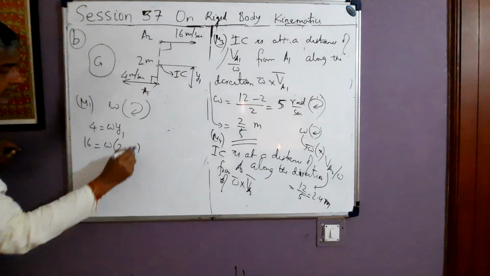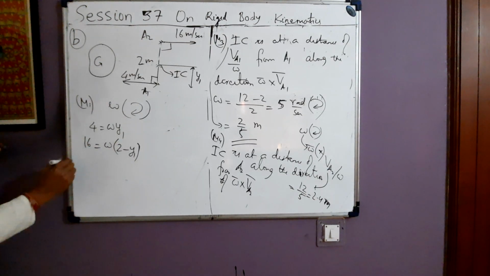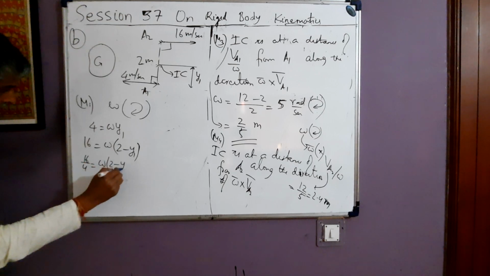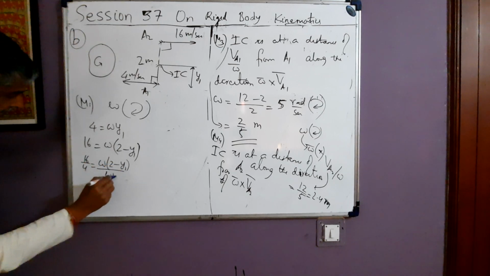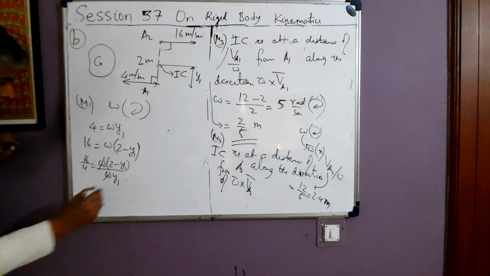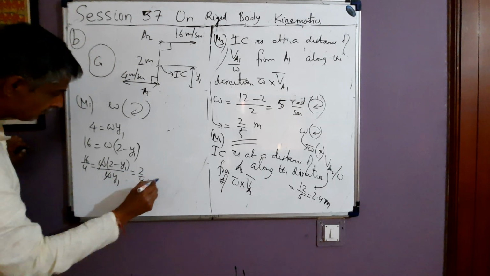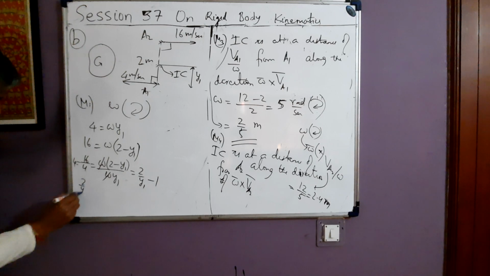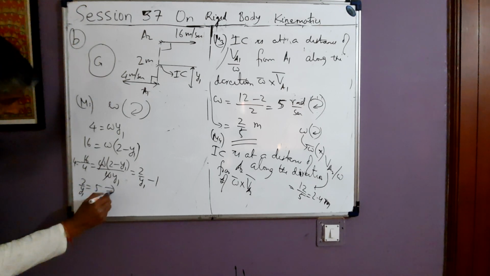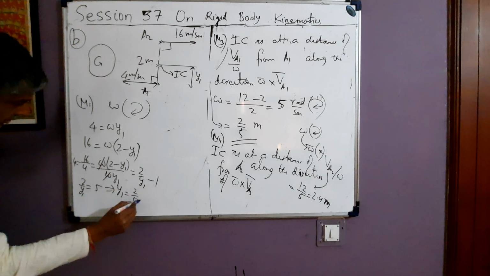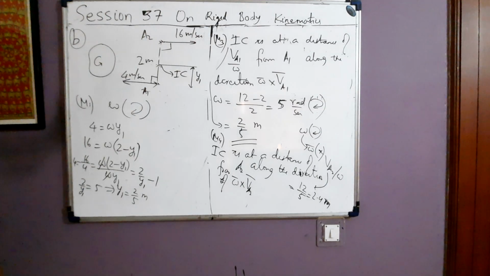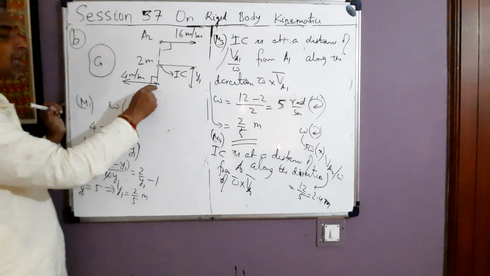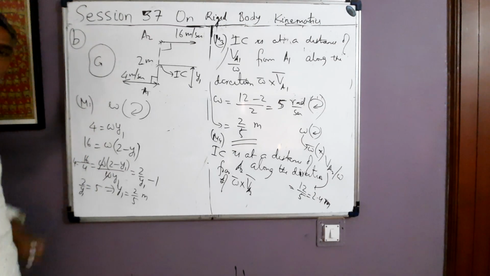2 minus y1. Okay. Now if you divide these two, 16 by 4 equals omega into 2 minus y1 by omega y1. Omega cancels out. So this becomes 2 by y1 minus 1. 16 by 4 is 4. So 2 by y1 is 5. So y1 is equal to 2 by 5 meter. So in this case, IC is at a distance of 2 by 5 meter above point A1. This was method 1. Okay.